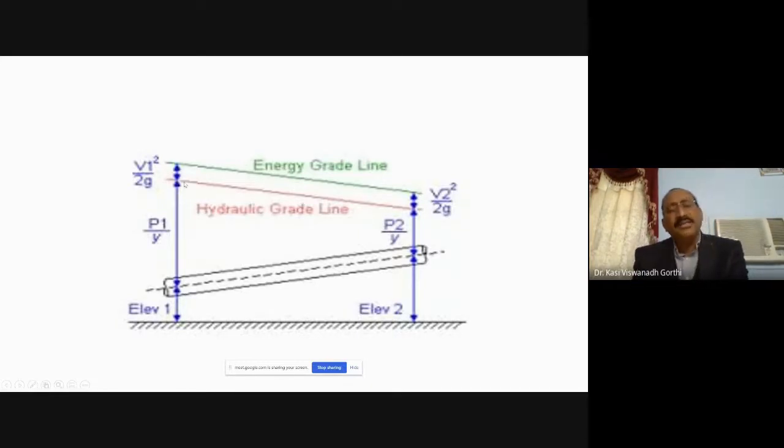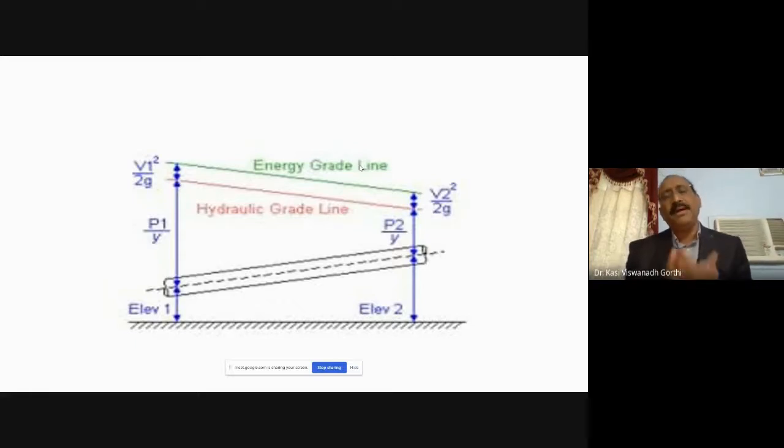The line joining all the points of these piezometric heads is called the hydraulic grade line. If you add V square by 2g at different sections, then the line joining the total energy at all these points is called the energy grade line or total energy line, TEL. HGL is the line joining the points of piezometric heads, and the energy grade line or total energy line is the line joining the points of total heads. By the Bernoulli equation, total head is the sum of three heads: elevation or datum head Z, pressure head P by gamma, and velocity head V square by 2g.